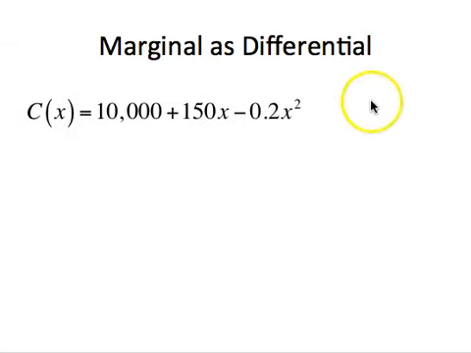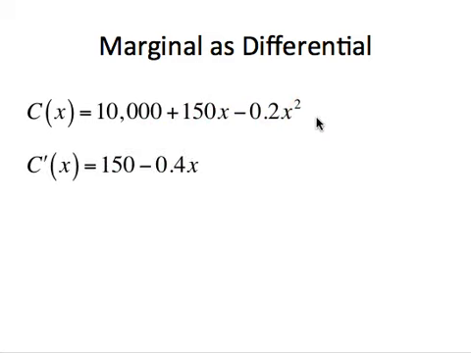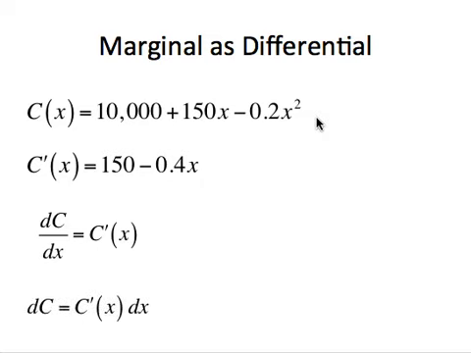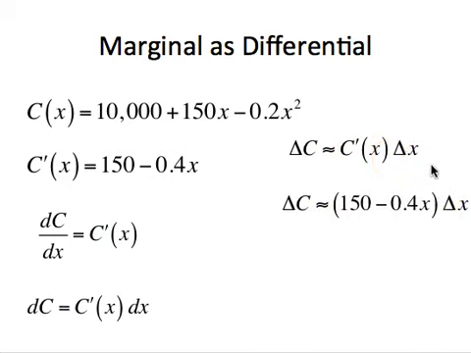There it is again. Let's look at the marginal as a differential. I have this cost function, 10,000 plus 150x minus 0.2x squared, and there's our derivative, 150 minus 0.4x. We know that dC/dx is C prime of x, so dC is C prime of x dx from our differential idea. The change in cost is approximately the derivative times the change in x. So the change in cost here would be 150 minus 0.4x times the change in x.